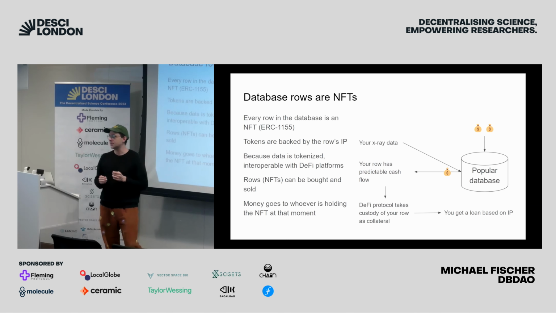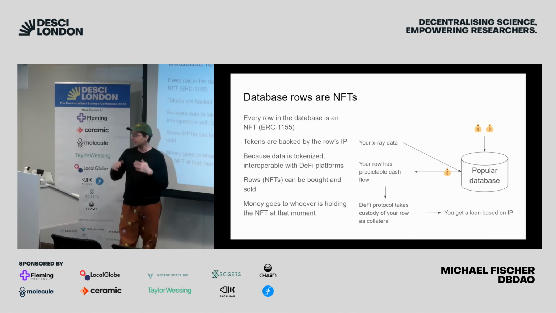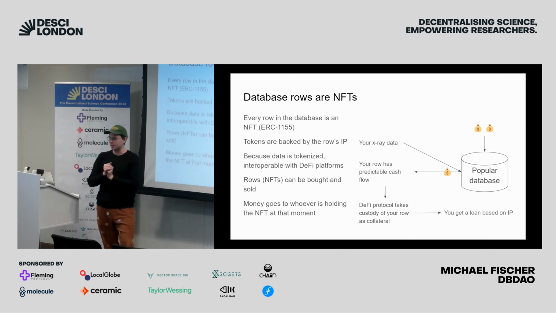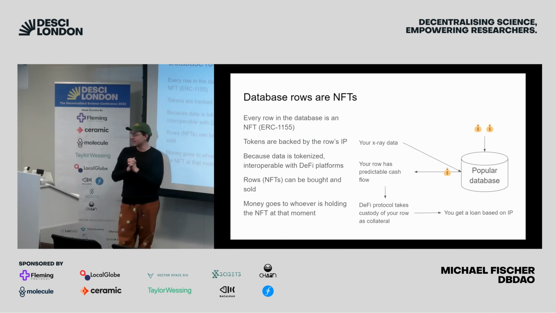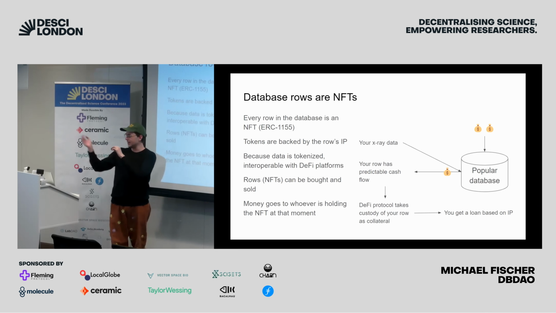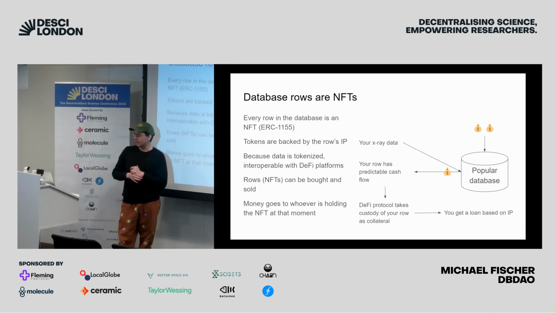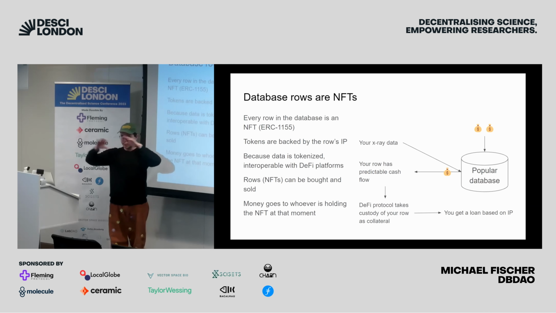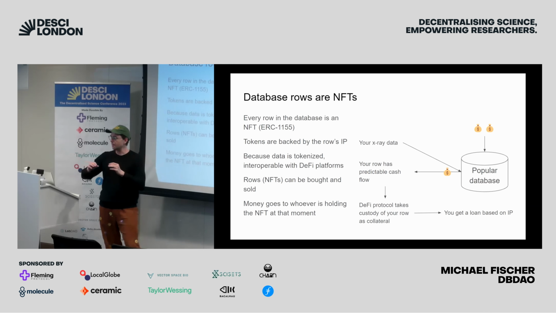So in this example, if someone has an X-ray, they push their medical record of their X-ray data into an NFT. They submit it to this popular database. That popular database generates money. The money then goes to the person who submitted the row. And what's cool is because this row is a token, it can be bought or sold by individual people.